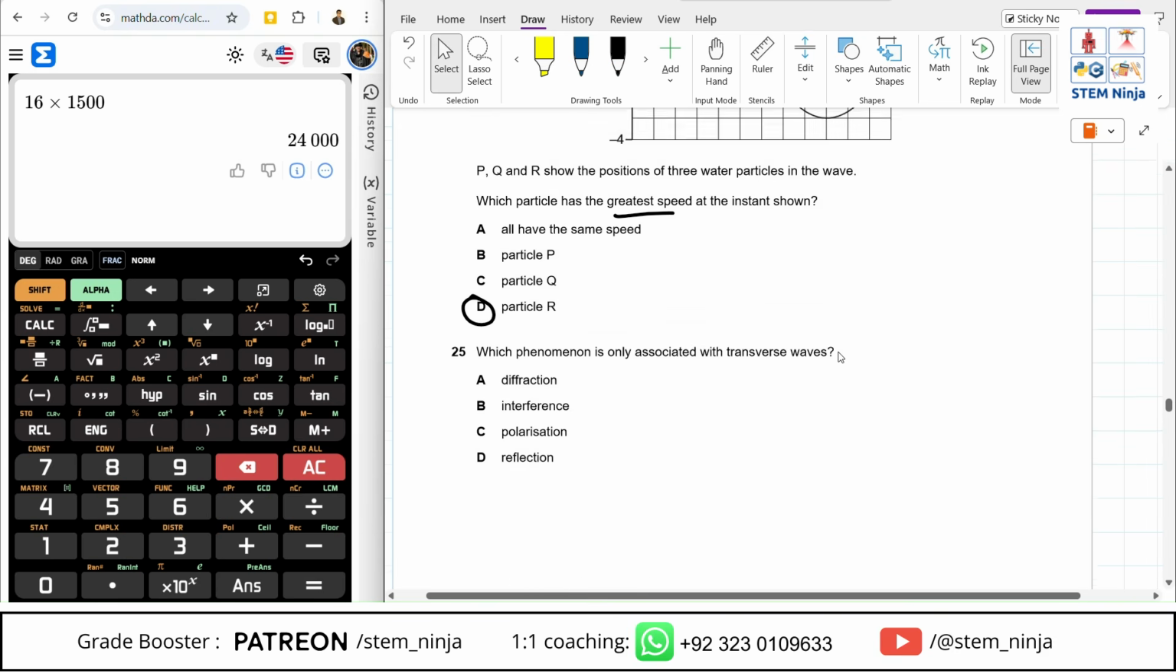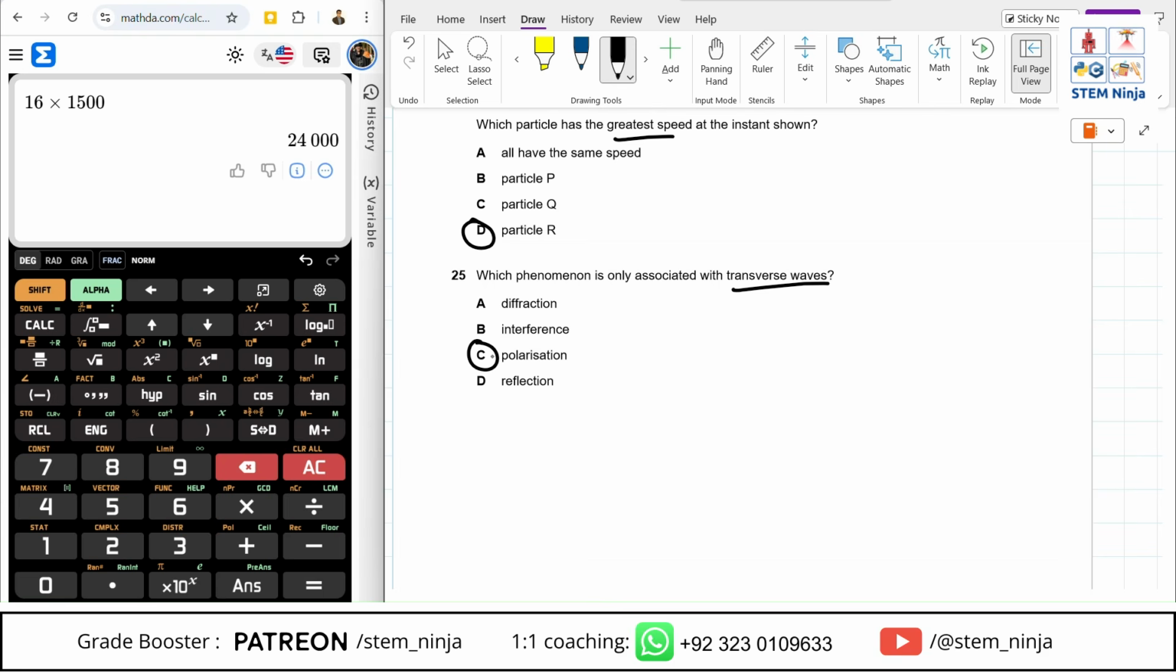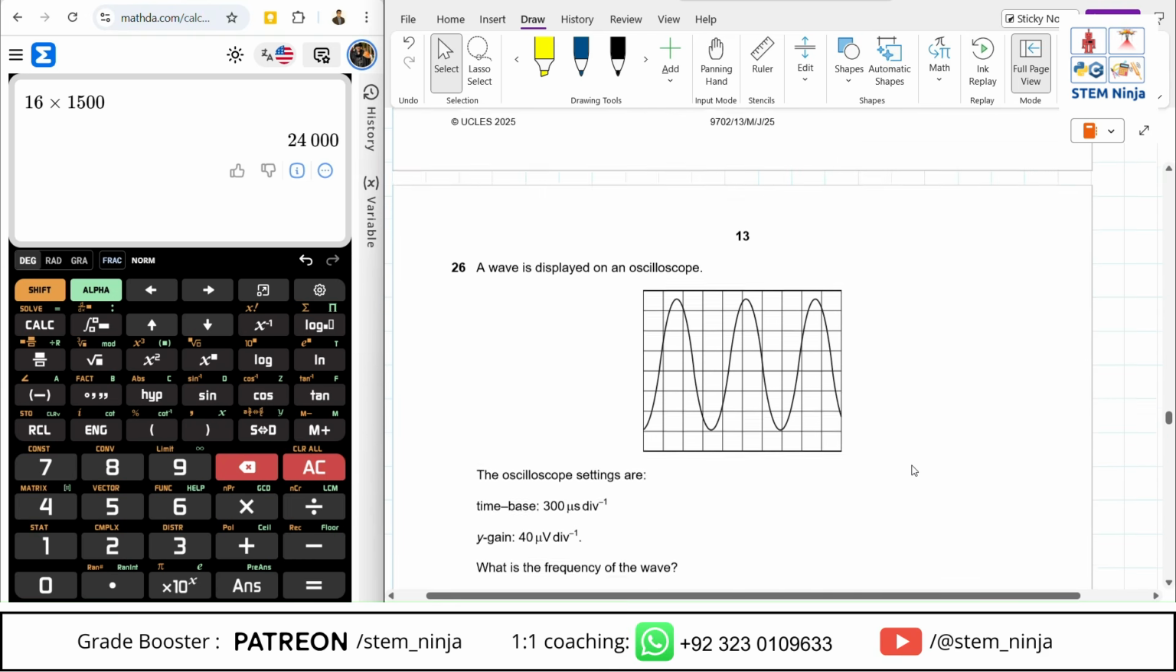Right, okay. Which phenomena is only associated with transverse wave? Polarization is the thing that is associated with strictly just transverse waves. So this is straightforward.